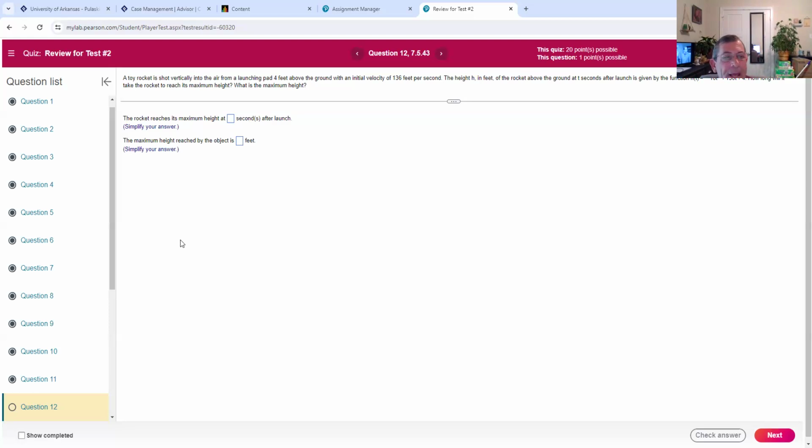But y'all, you don't have to know that. We just got to find its max height. Is how many seconds after launch, and then the max height reached by the rocket, okay?